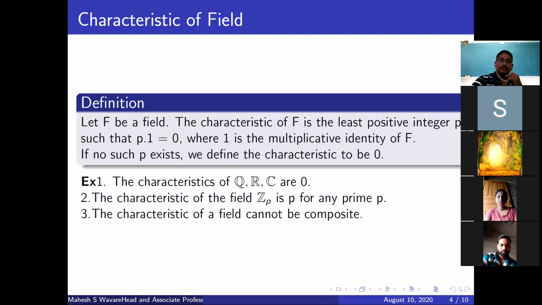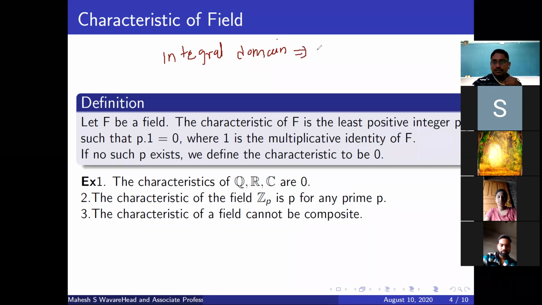Now we define the characteristic of a field. What do you mean by characteristic of a field? You can define characteristic for an integral domain also. Every integral domain may not be a field. Integral domain doesn't imply field. Do you know integral domain in the ring? You can put it in the chat box.